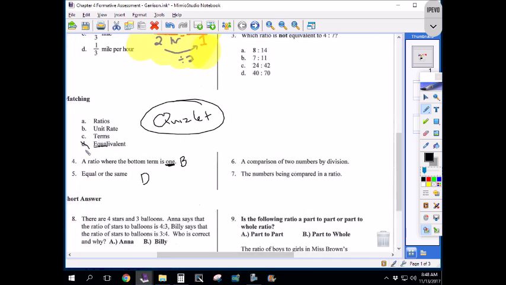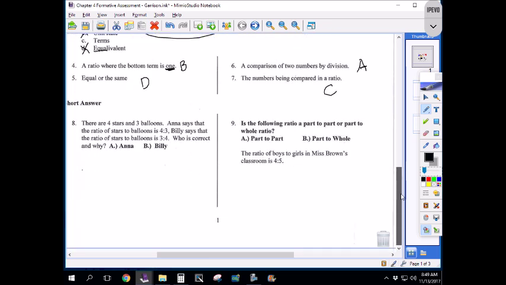Over here, a comparison of two numbers by division. Anytime you're comparing two numbers by division, we are talking about ratios. And then finally, the numbers that are being compared in a ratio, those are called terms. So whenever we have the ratio 4 to 7, 4 is a term, 7 is a term. So if you hear me refer to this as the first term or this the second term, that's what they're called. It's not a numerator or denominator because they're not fractions. It is a first and a second term. All right, let's move on.